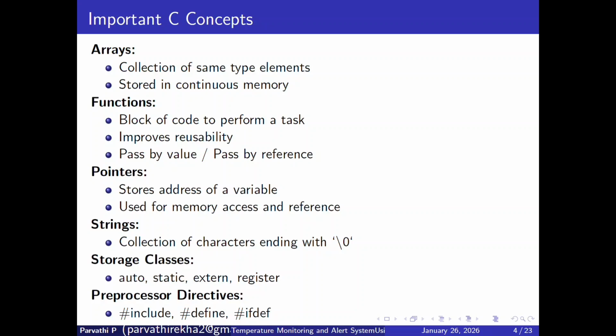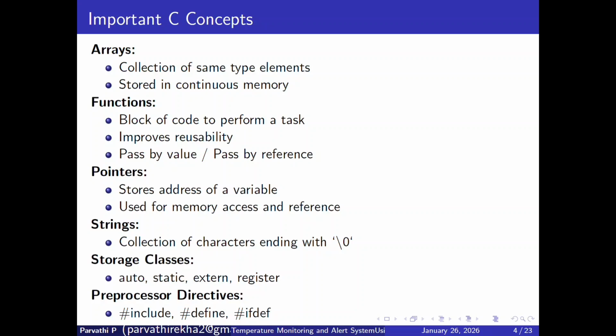Then we also studied about storage classes like auto, which is the default local variable, and static, which retains its value even after the function ends. And we also studied about extern, which is used to share variables across different files, and register. And also we studied different preprocessor directives, like hash include, define, and ifdef.